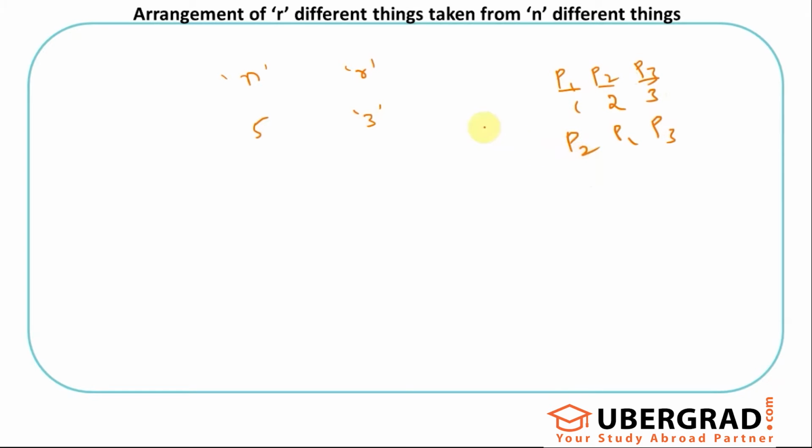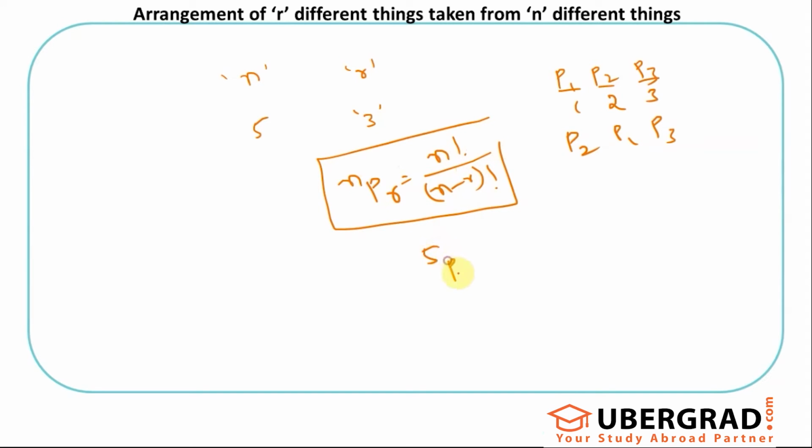So in this case we have to use nPr, that is n factorial by n minus r factorial. So 5P3 is 5 factorial by (5 minus 3) factorial, that is 2 factorial. So 5 factorial by 2 factorial is the answer for this. So that's basically 5 into 4 into 3.